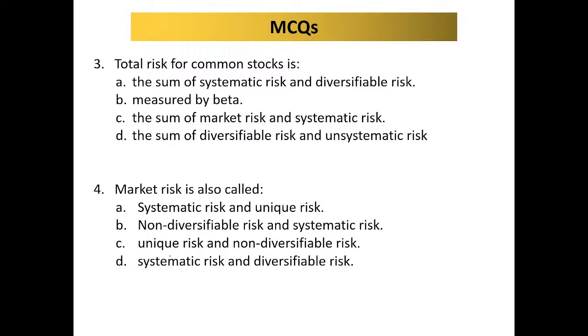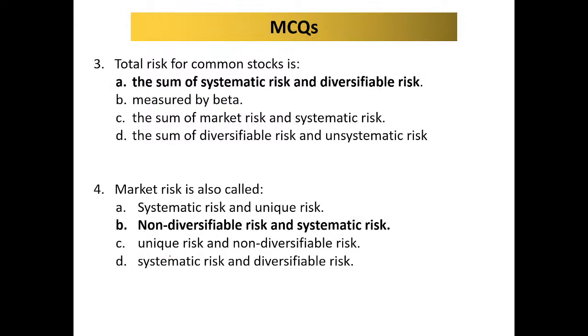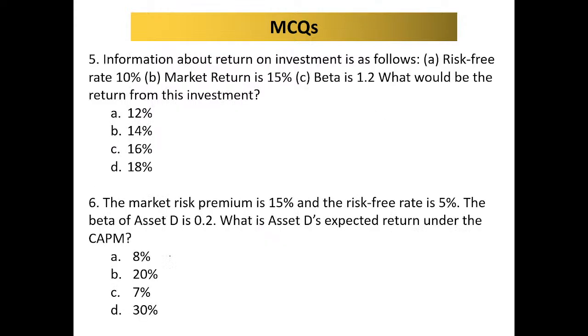We have discussed this yesterday, only the words are quite different. यहाँ बस word play हुआ है, so I think if you will use your brain based on the yesterday's concepts, this question is as easy as you can think of. The answers for this would be, for third, it is the sum of systematic risk and diversifiable risk, and for fourth, it is B.